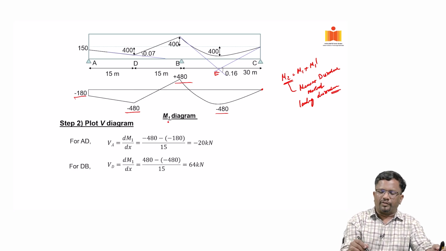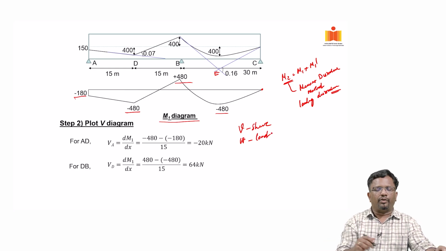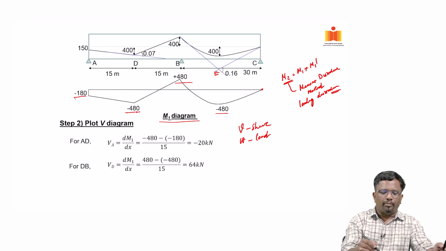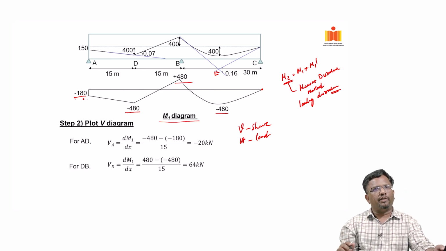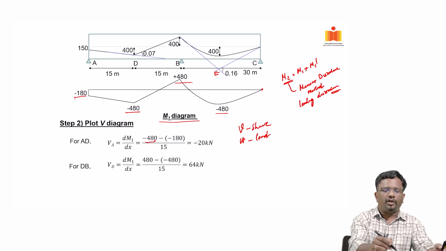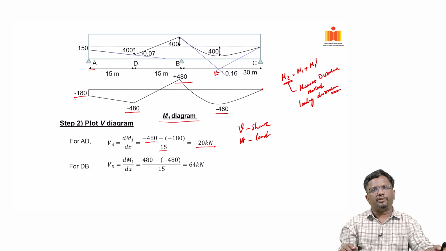So, first we calculate the M1 diagram, then we calculate the shear diagram. From the shear diagram we are going to get the load diagram, okay. So, let us look at it. Now, we are going to plot the shear diagram. Now, shear diagram, we know that V is equal to dM by dx. Now, shear at A is going to be the moment at D minus the moment at A divided by the distance between them. Now, moment at D is minus 480, moment at A is minus 180. So, when you subtract them and divide by the distance 15, you get the shear of minus 20 kilonewton.